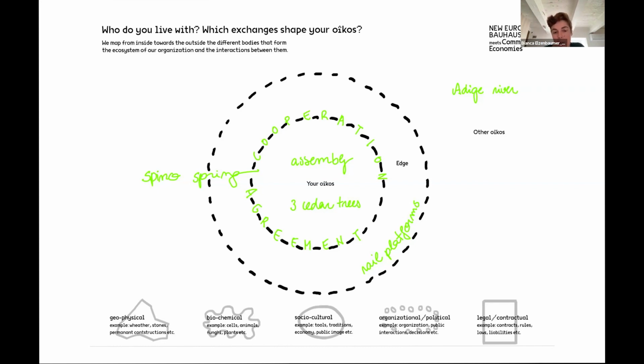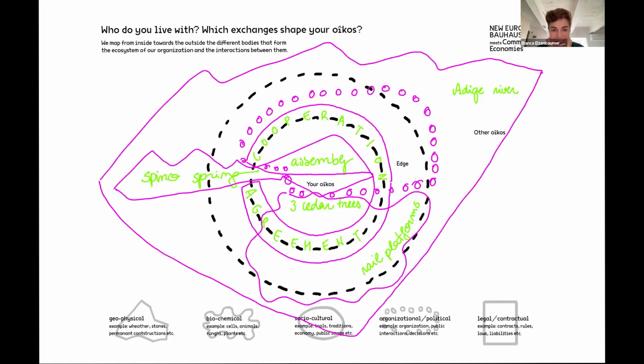And then the other things, and I mean, the assembly is like a constant, but for instance, the cedar trees, the spring, the rail platforms, the Adige River, we just take them for granted somehow. We're not really seeing them anymore. So I map them. And if you go to the next slide, then I try to connect them. And there in my map, it becomes a mess. And that's where I got a bit lost, like, oh my God, it's a mess. How do I deal with all this complexity and it's all connected and I don't know how to disentangle.